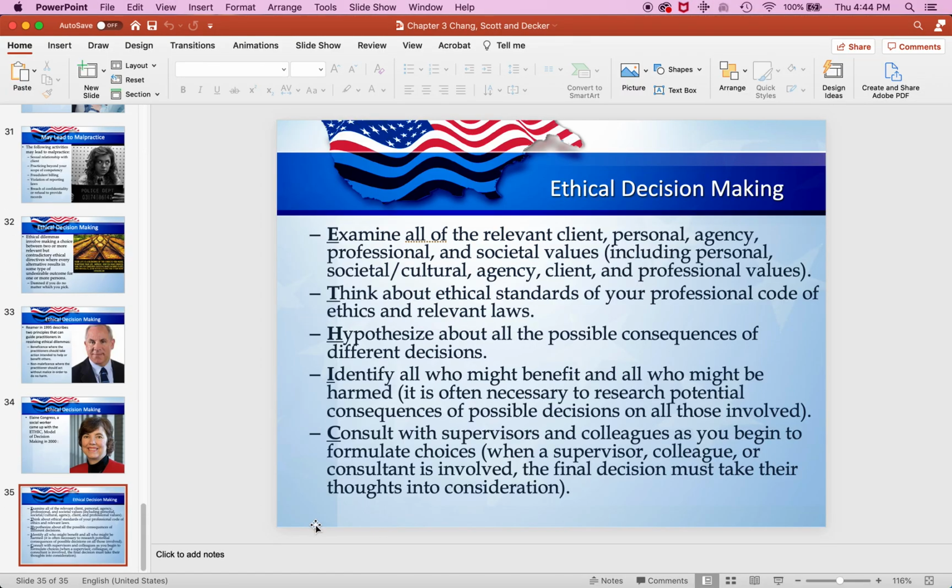You always need to think about ethics. This is not the easiest thing in the world. Anytime you're dealing with a client, you need to deal with them ethically. If you're not, then potentially you're in violation of your ethical standards.